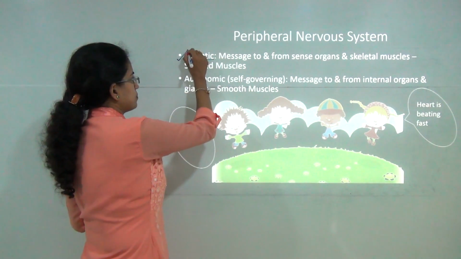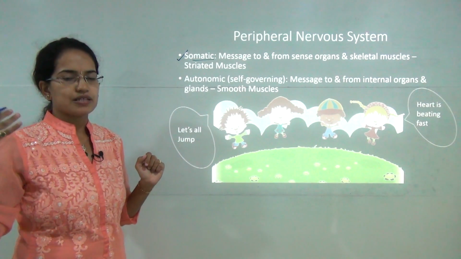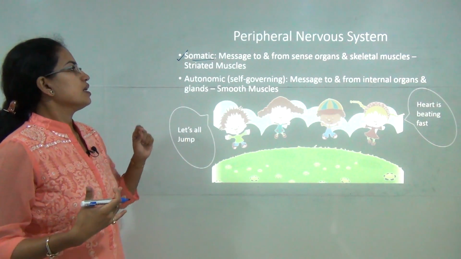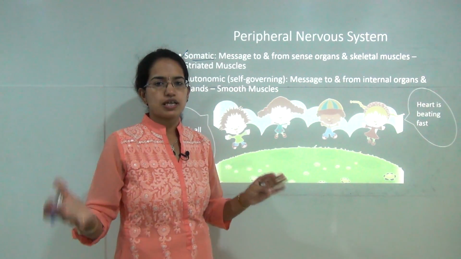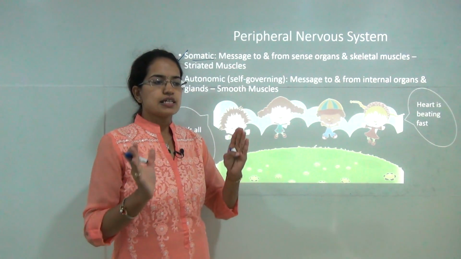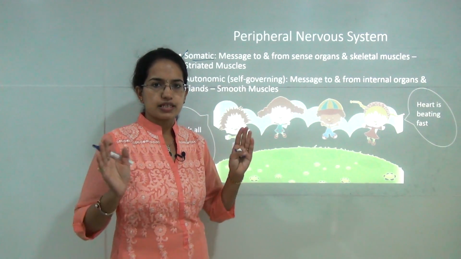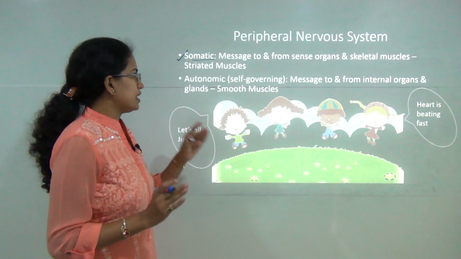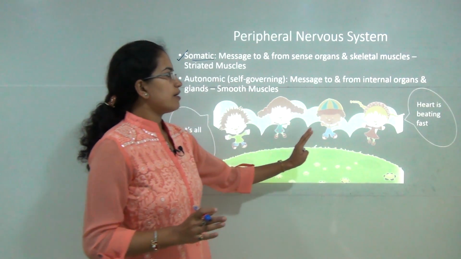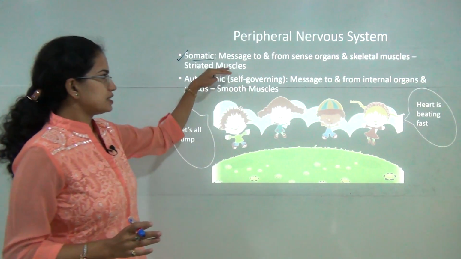That movement of jumping is a kind of somatic movement, which is activated by the somatic nervous system, which sends and receives messages from the sense organs to the skeletal muscles, and this is 100% voluntary in nature. If I want, I will jump; if I don't, I won't. So this is governed by what are known as the striated muscles.